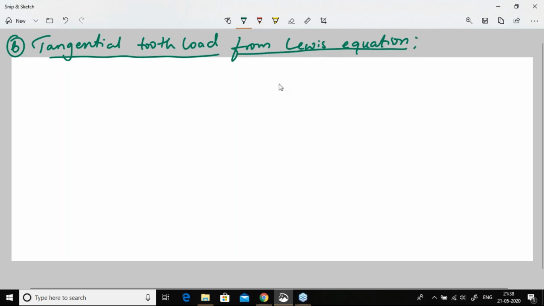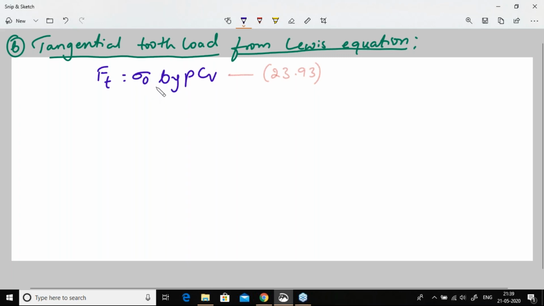We have Levy's equation for tangential tooth load, that is Ft = sigma naught × B × Y × P × Cv, equation number 23.93. Here, sigma naught is the allowable static stress of the weaker member. If the weaker member is the pinion, we substitute sigma naught 1. If the weaker member is the gear, we substitute sigma naught 2.